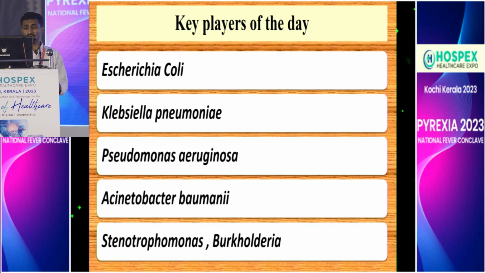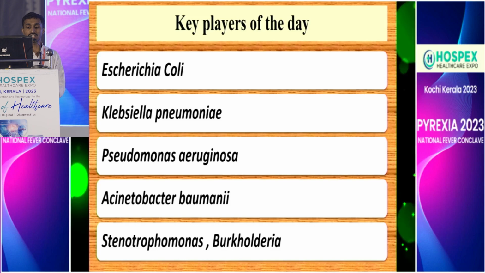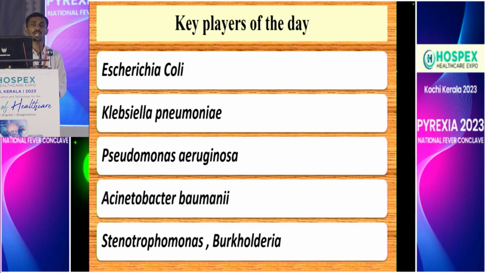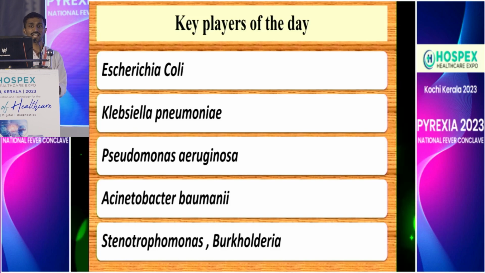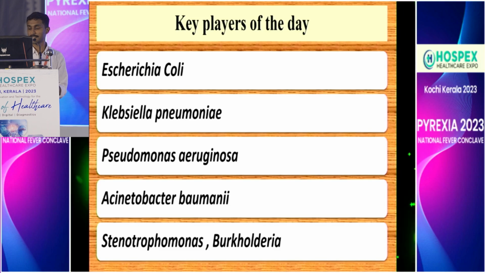So, these will be the key players of the day which I will be discussing: Escherichia coli, Klebsiella pneumoniae, Pseudomonas aeruginosa, Acinetobacter, Stenotrophomonas and Burkholderia. So, these are the common organisms that we see in our wards and ICUs which are gram-negative and have much potential for drug resistance.